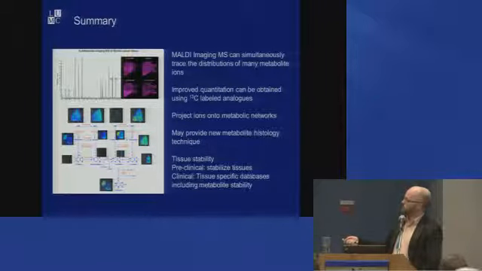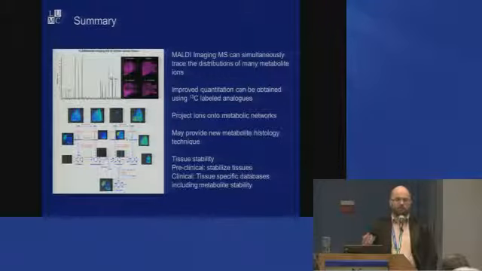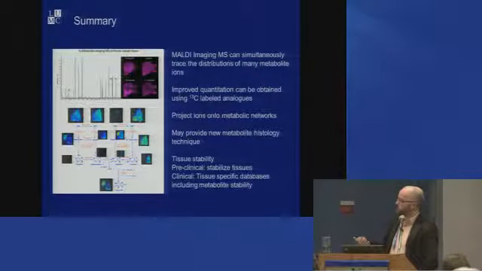We can project the ions onto metabolic pathways, and basically this may provide new metabolite histology techniques. This is an area which has really been missing in pathology or histopathology research, cancer research. There is no way for them to visualize most of these metabolites.